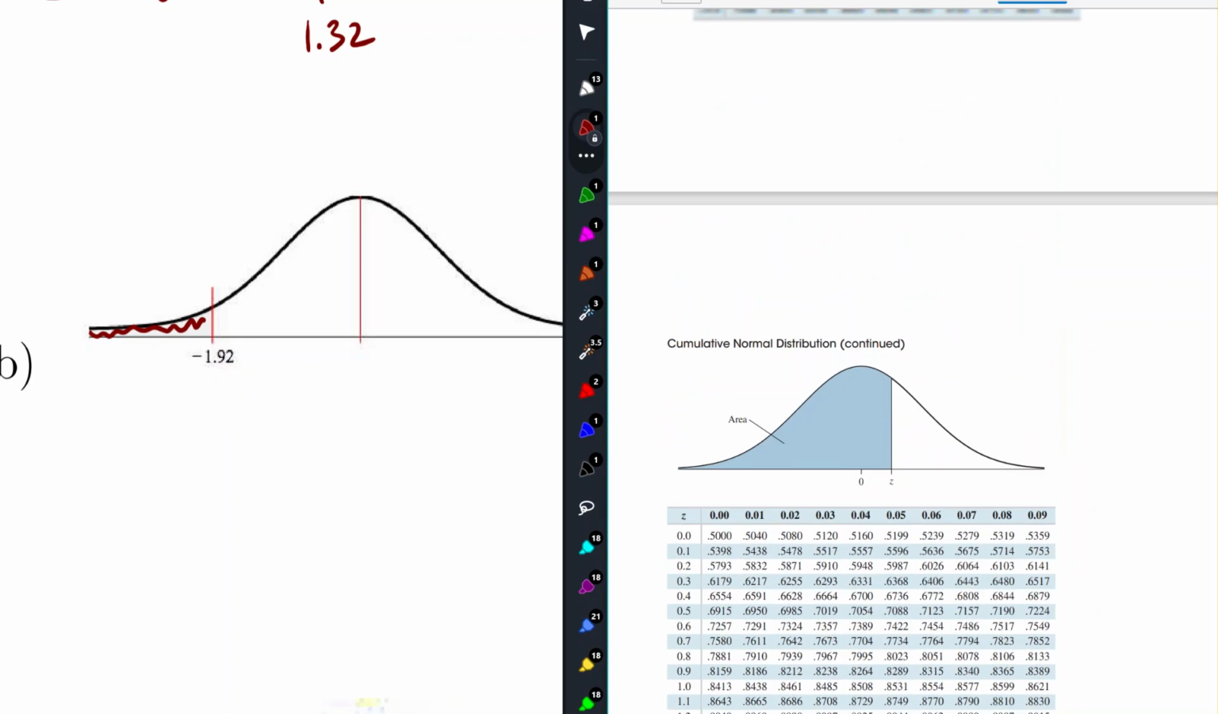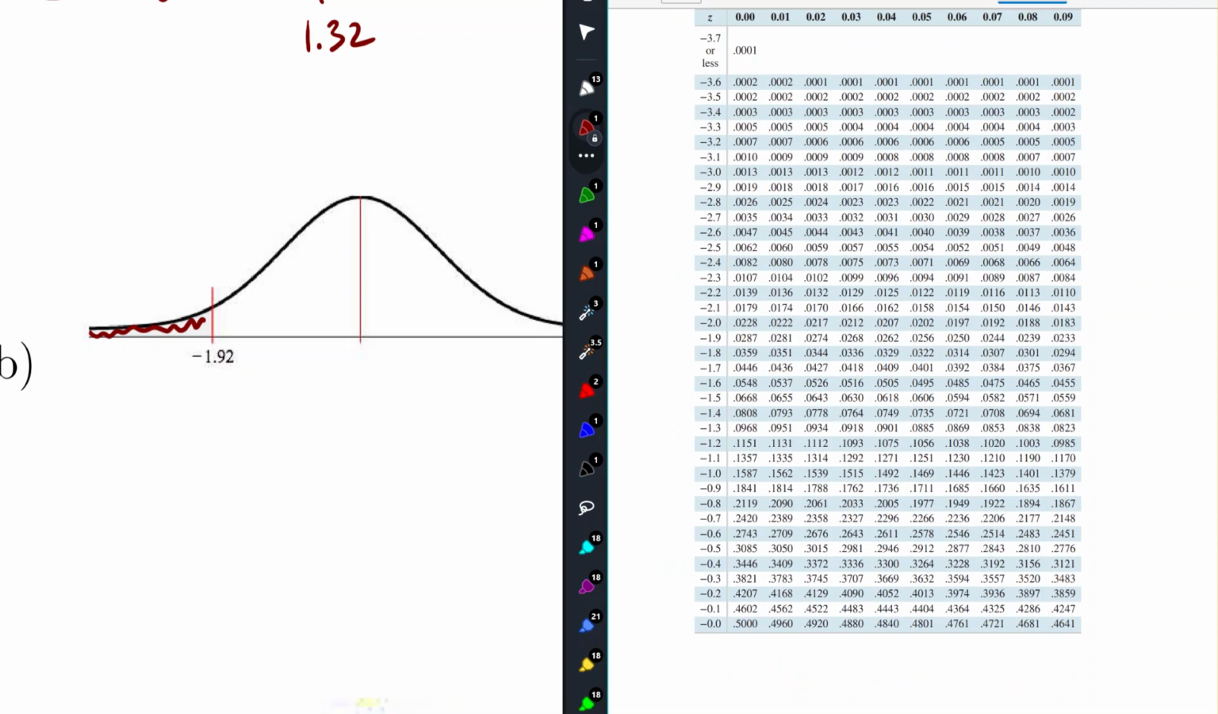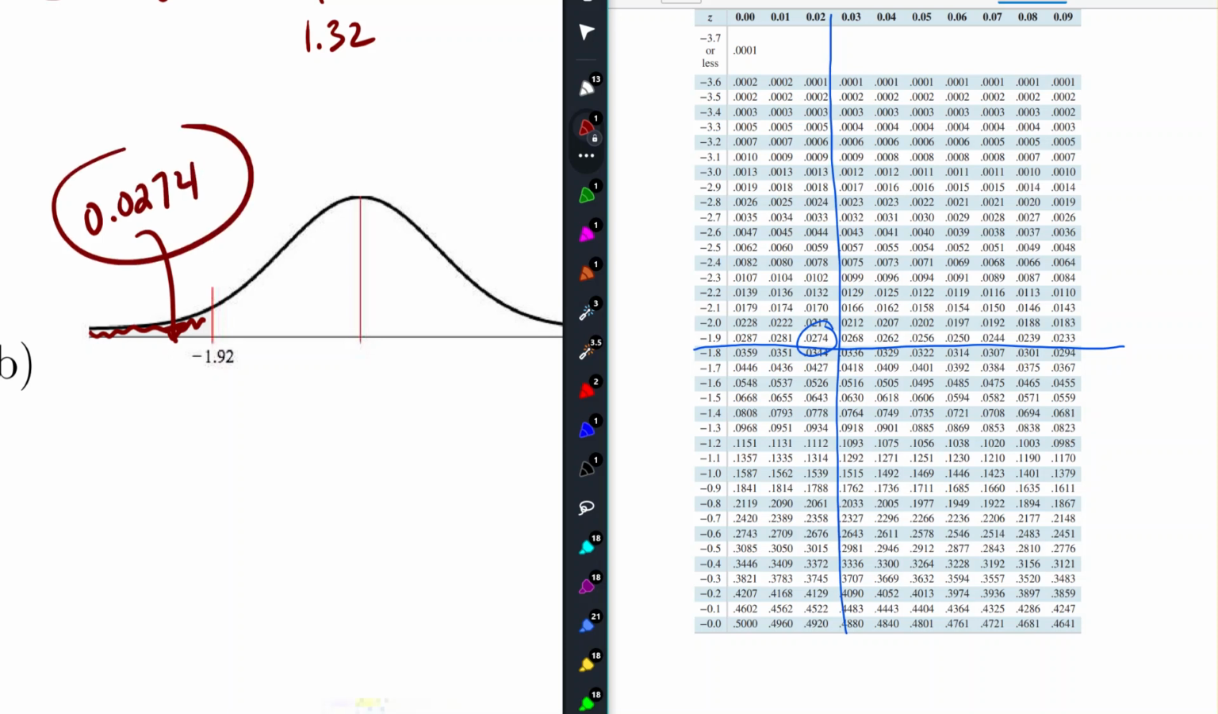It is a negative z-score, so I go back to the first part of the chart. Negative 1.9 is this row, 0.02 is this column. I can see that value is 0.0274, and that's my answer.